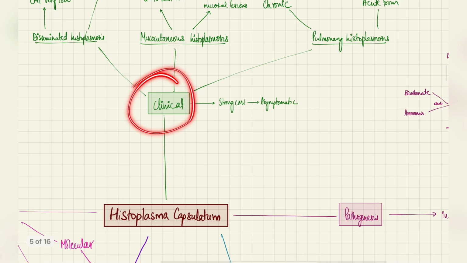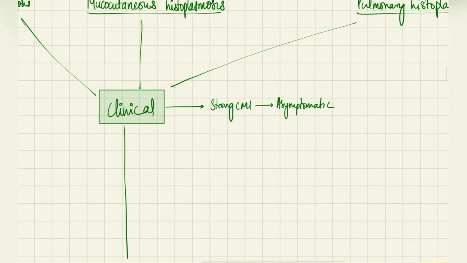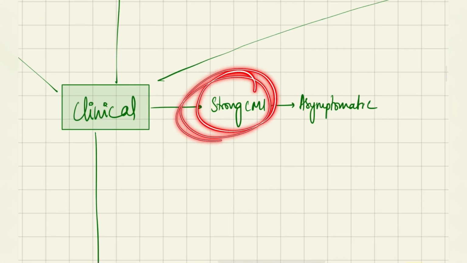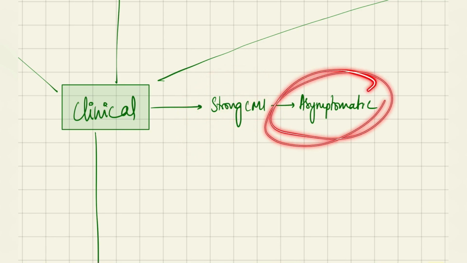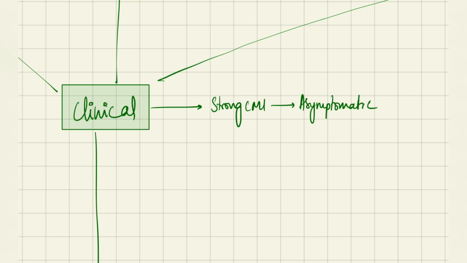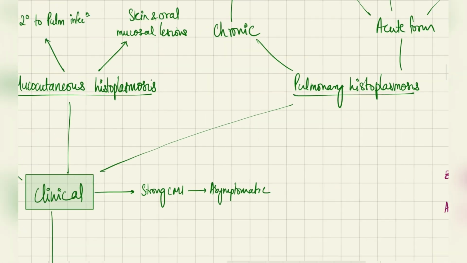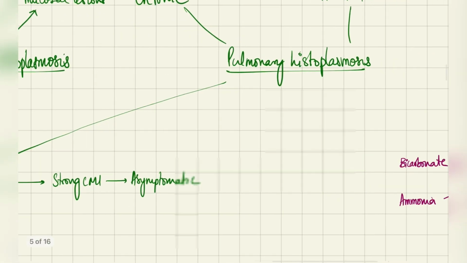After pathogenesis, let's go to the clinical manifestations. If a person has a strong cell-mediated immunity, a strong immunity, they'll mostly be asymptomatic. Otherwise, we can see three manifestations.